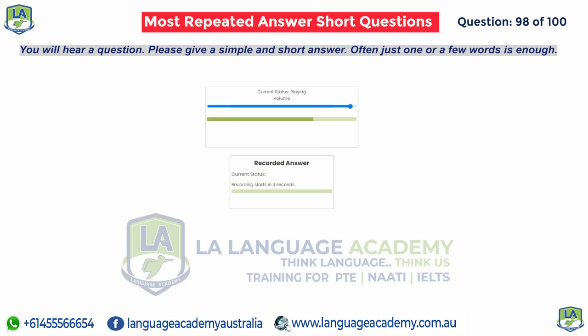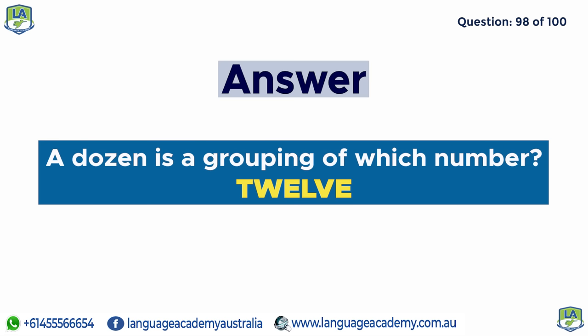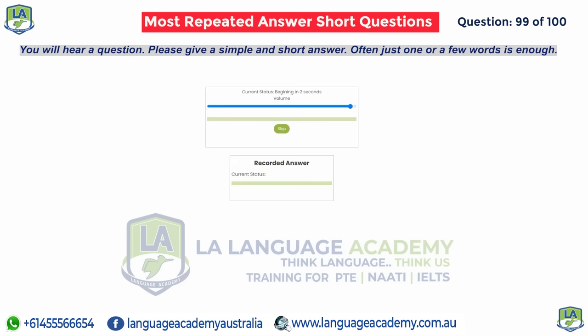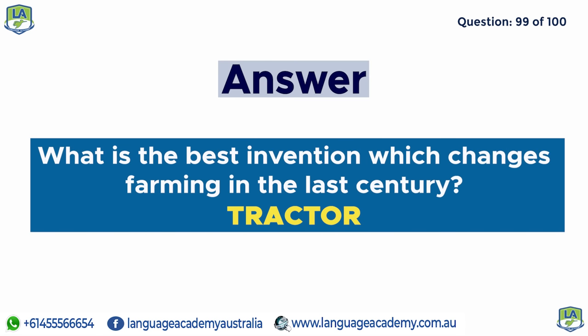A dozen is a grouping of which number? 12. What is the best invention which changes farming in the last century? Tractor.